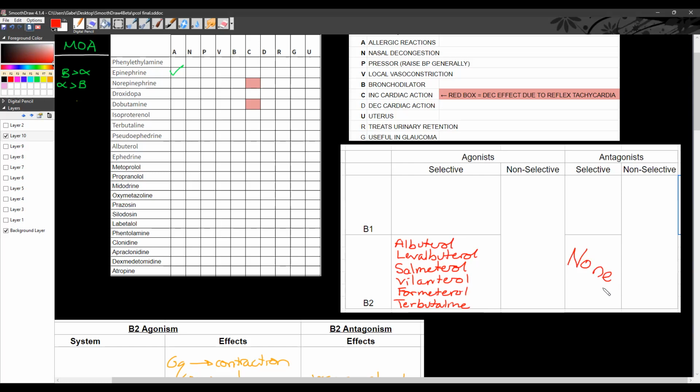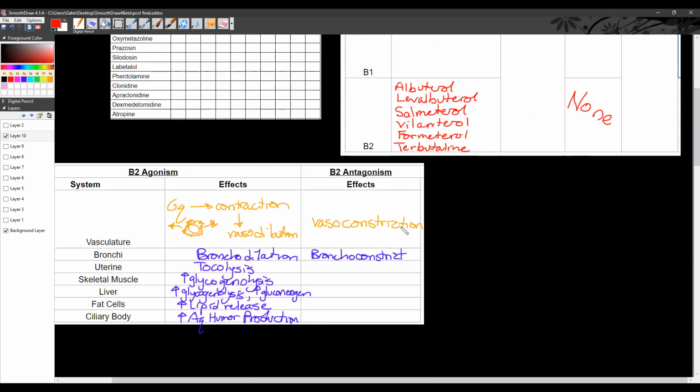No drugs. How come? Why are there no selective beta 2 antagonists? Exactly. This would just make it harder to breathe, right? No benefit. Great. Let's go through and talk about beta 1 then.